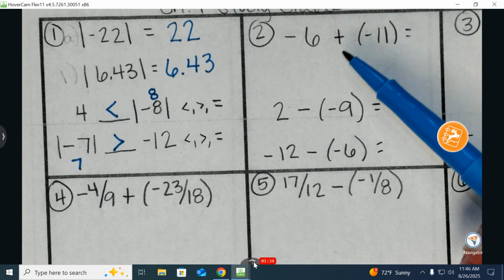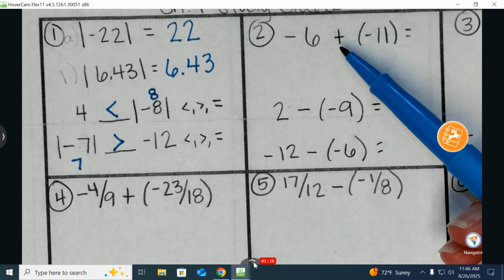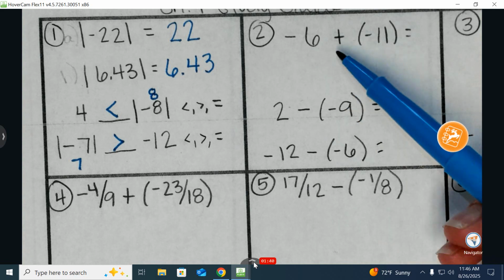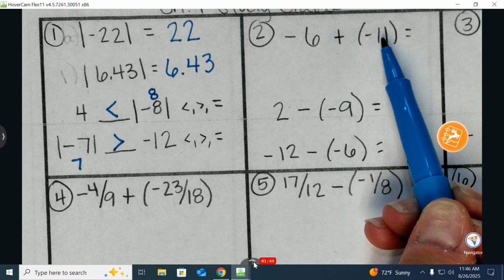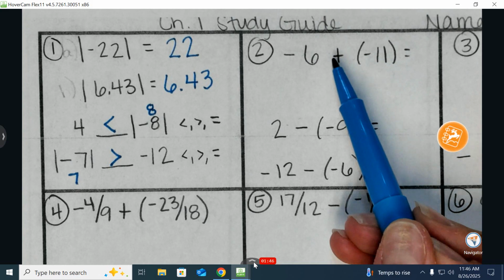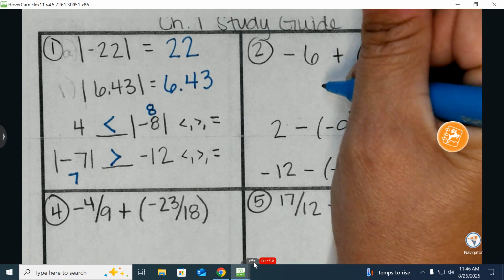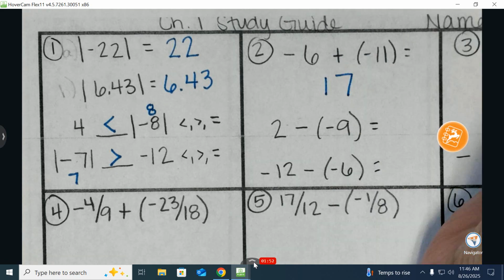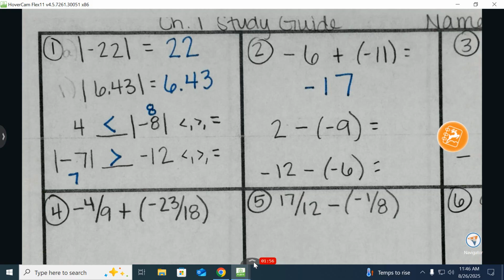Okay. The next one here, we have an addition rule. Integers being added. They do have the same sign. They're both negative. So same sign, add and keep. So you're going to add 6 and 11. That is 17, and then you keep the sign that was the same, so it's negative.